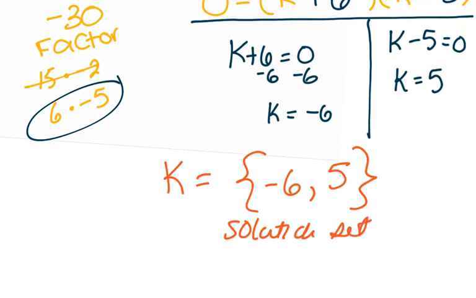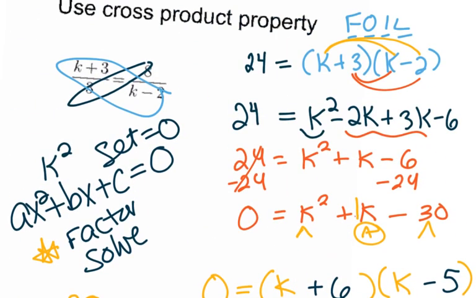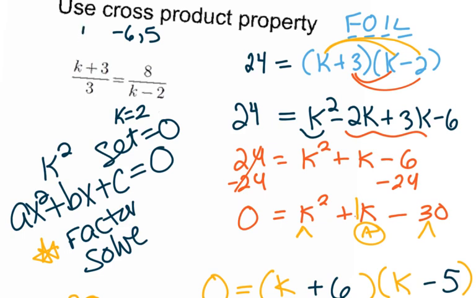Now you can always go back, plug in, make sure that they both work out. They both check out. We have negative 6 and 5. All right, both of those values will check out. The only time this will be undefined is when k is equal to 2. So we're all set. The solution is negative 6 and 5 for the value of k. Those are our answers.